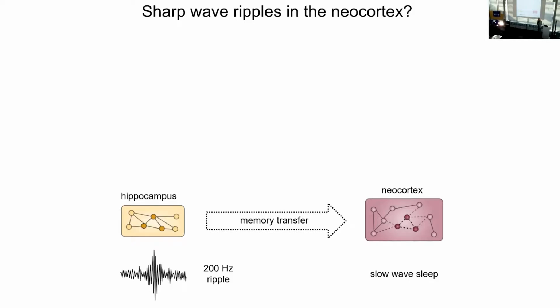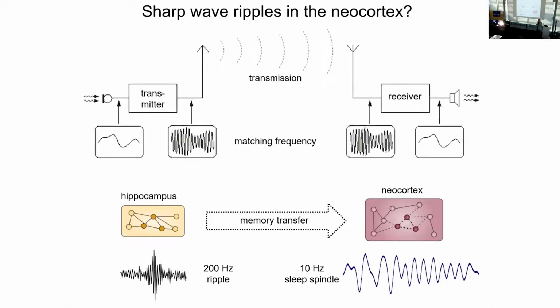However, sharp wave ripples in the neocortex were not recorded. They were elusive. Now, let's think about it. How should this memory transfer work? Again, a profane everyday example, possibly: you have a transmitter, like a radio transmitter, and you have a receiver. The key is that the transmitter and the receiver use the same matching frequency, and you modulate the amplitude to transfer something. Now let's search for this matching frequency in the neocortex. Maybe we find these 200 hertz ripples.